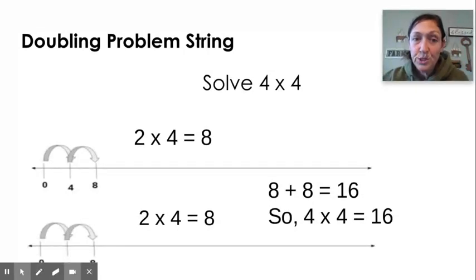Did you do 2 times 4 equals 8? So if we double that and do 8 plus 8, we get 16. So that means 4 times 4 is 16. See how doubling works? You can use a fact that you already know to get to a fact you might not know yet.